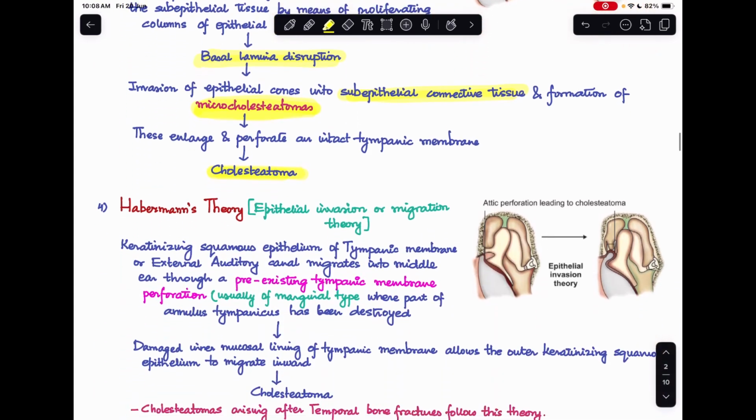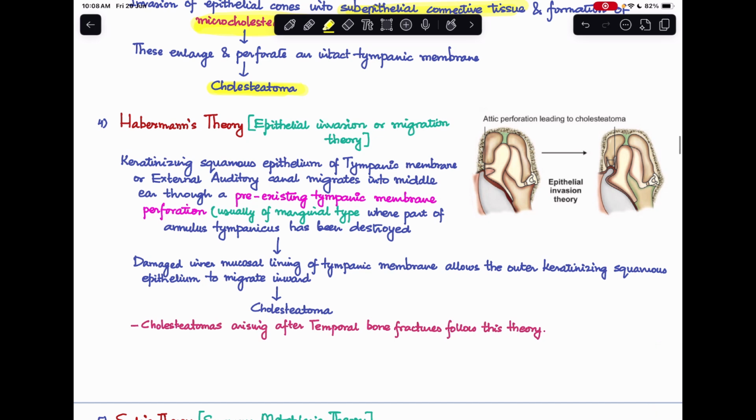Next theory is Habermann's theory, also known as the epithelial invasion theory or migration theory. Here, the starting point is a pre-existing tympanic membrane perforation, and usually this is of the marginal type. Now, what is the marginal type? The marginal type is where basically the annulus tympanicus has been destroyed. So what happens here is the keratinizing squamous epithelium, which is the outer layer of the tympanic membrane or even the external auditory canal, starts to migrate into the middle ear through this pre-existing perforation.